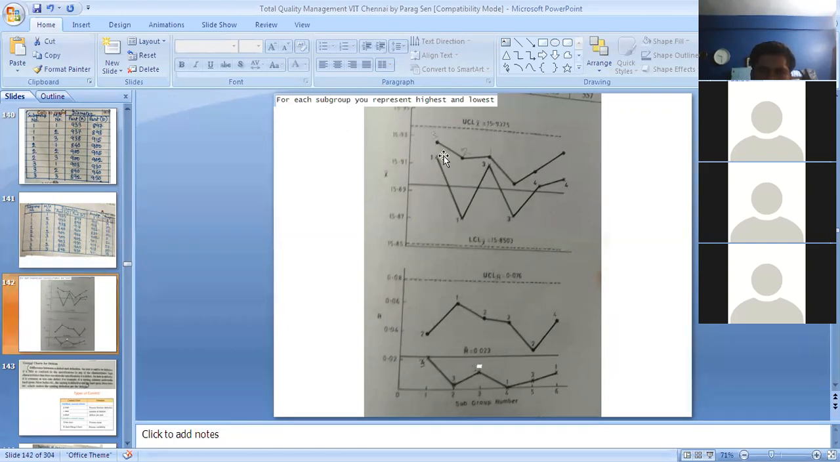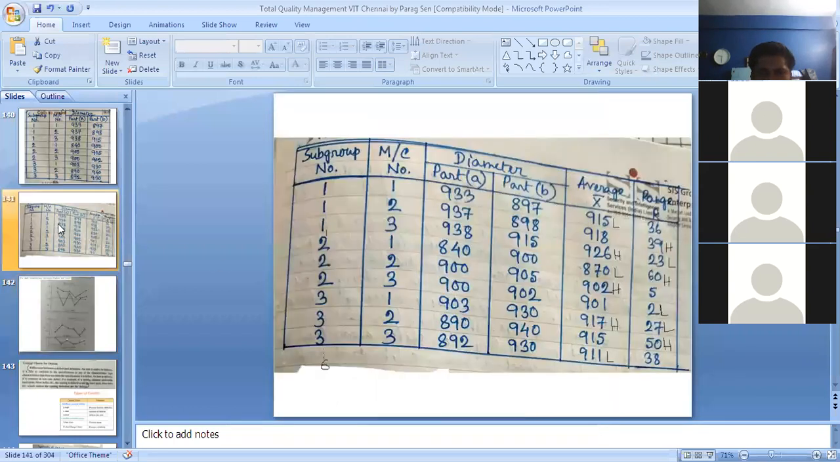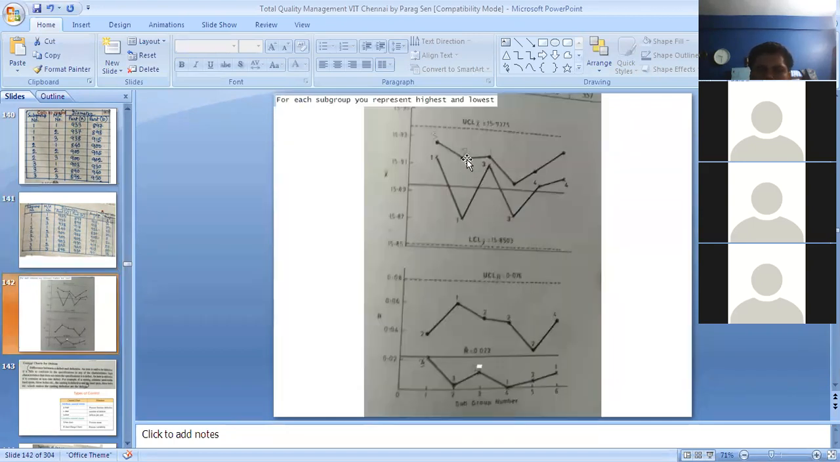So that particular data will lie somewhere here. The same thing is also applicable for the second shift or the second subgroup. Suppose 901 is the middle value which has been provided for the third machine. So 901 will lie somewhere here for the second subgroup or the second shift. So you don't need to show it, just the highest value and the lowest value will suffice.